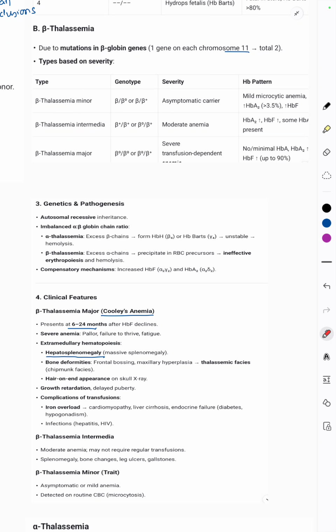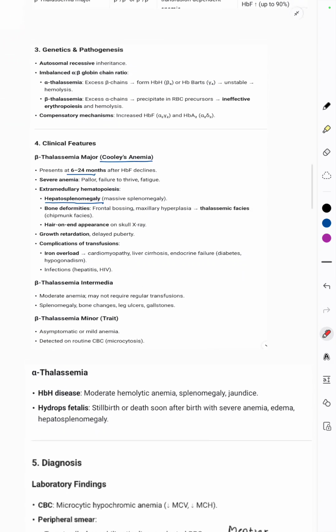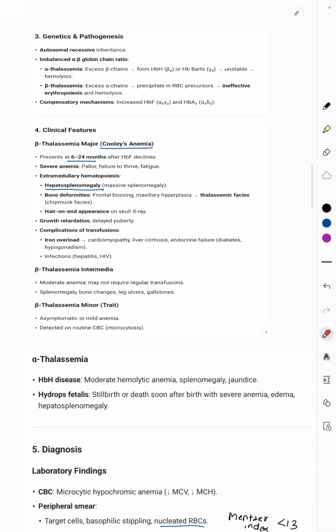These are the transfusion dependent thalassemia. In transfusion dependent thalassemia, the HbA levels are very low. And the HbA2 levels, which should normally be less than 3.5%, have been increased. Similarly, hemoglobin F levels increase up to 90%. The genetics and pathogenesis: it is an autosomal recessive condition. It is caused because of an imbalanced alpha to beta globin chain ratio.